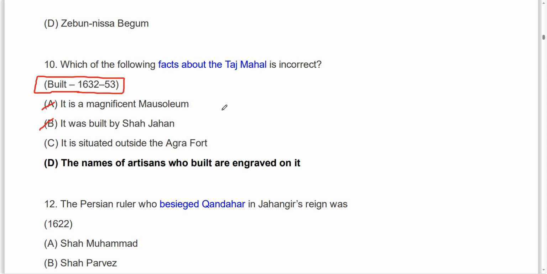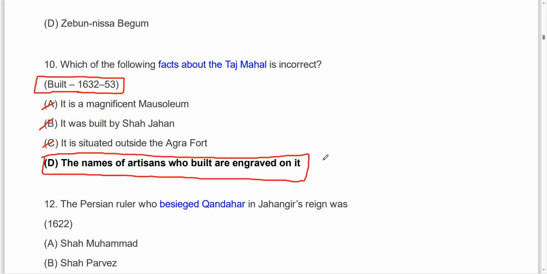It is a magnificent mausoleum. It was built by Shah Jahan. It is situated outside Agra Fort. The names of the artisans who built it are engraved on it. No, the names of the artisans who built it were not engraved into it. So basically, that is wrong.